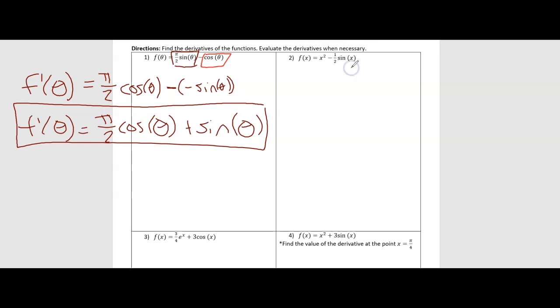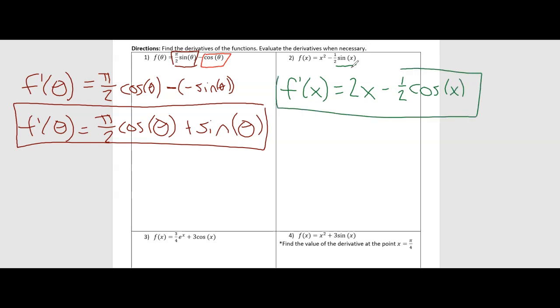Okay, number 2, f prime of x. Well, first we have a polynomial function. We have x squared, so that's a pretty easy derivative. That just gives us 2x. Then we subtract that by the derivative of this function. Well, our constant stays, and the derivative of sine of x is cosine of x. And there is nothing to simplify, so a nice one-liner.